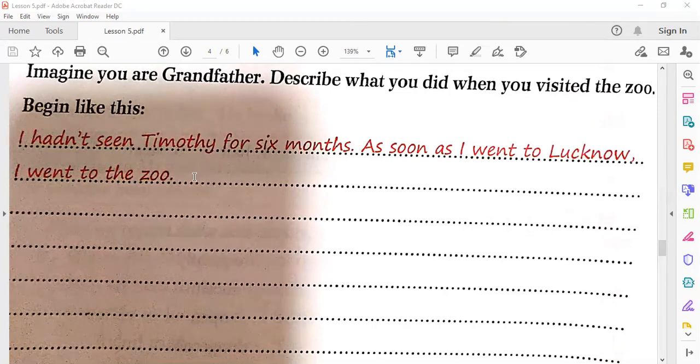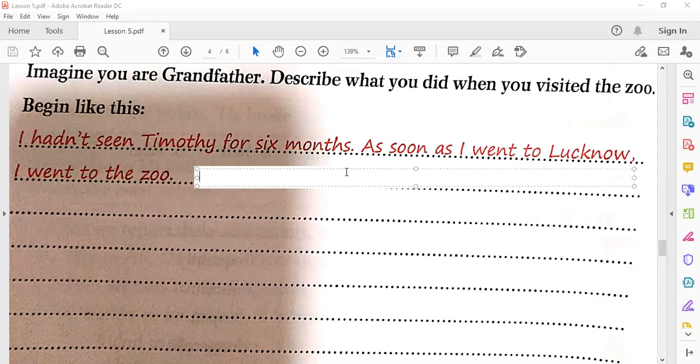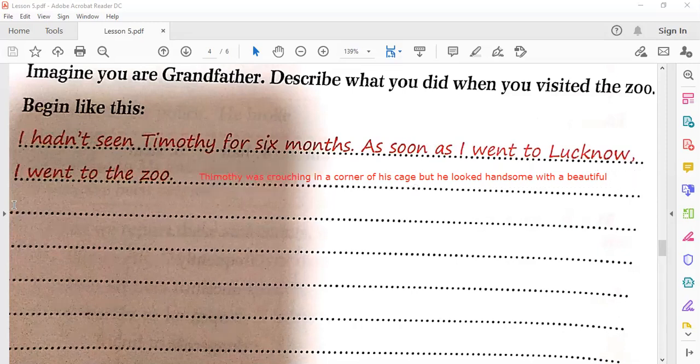Now let's write from the first. Sorry, dear students. Again, I'll write here. Timothy was crouching in a corner of his cage, but he looked handsome with a beautiful striped coat.